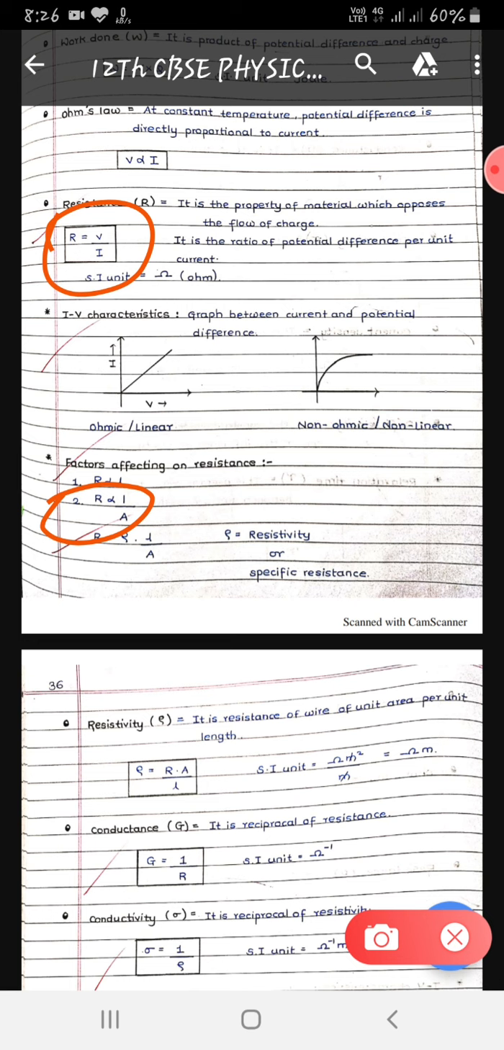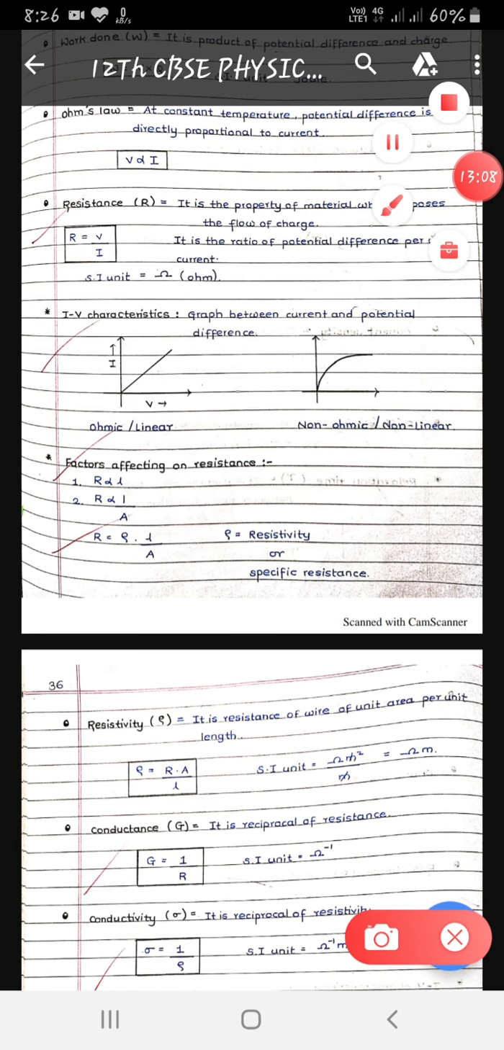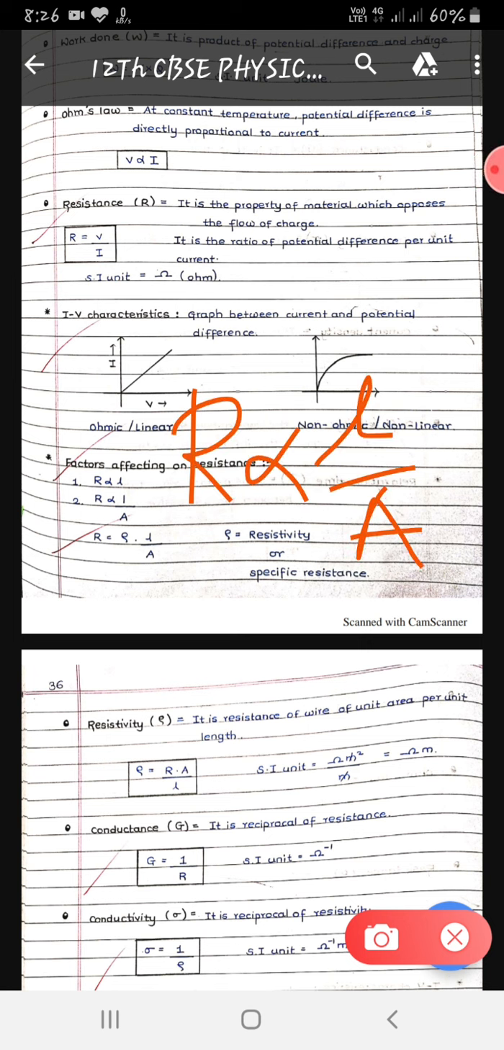Once again I will explain. If you increase the area, more area gives more free electrons, and more free electrons will increase current, and if current increases, resistance will decrease. That's why resistance is inversely proportional to area. So these are the two factors which heavily affect the resistance. Combined, we can write R is directly proportional to L and inversely proportional to area. And if you want to remove this proportionality sign, then one constant will come.